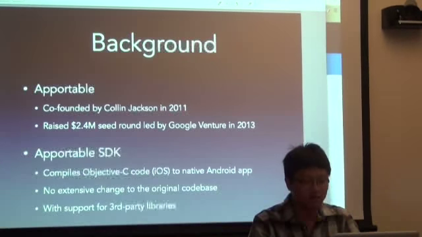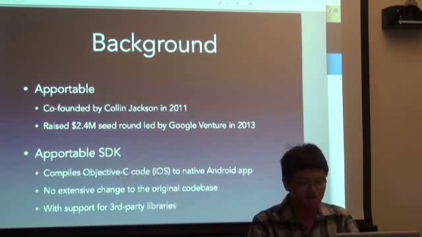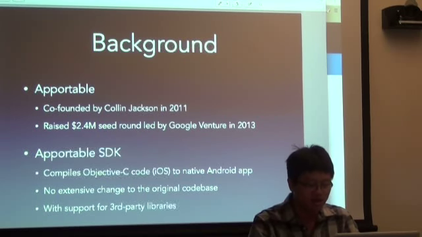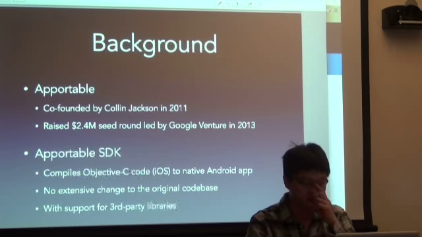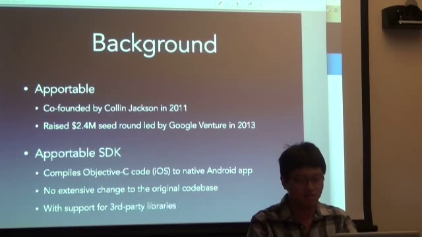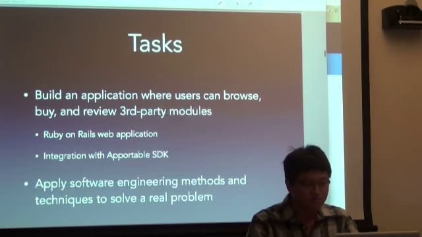For an SDK or a platform, you want to be able to do all the things in one SDK or platform. That's why we need a lot of third-party libraries. In our project, we call these libraries modules. Now the Apportable SDK actually supports a lot of third-party libraries, but we want to make it easier for developers to use these libraries, or to browse and search for the libraries they want. So we have our project.